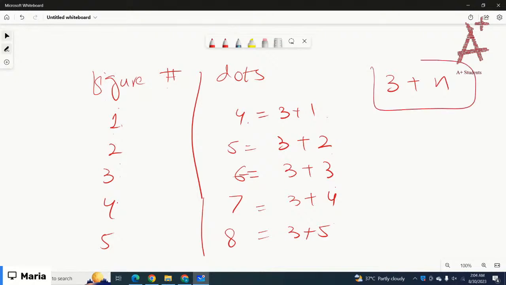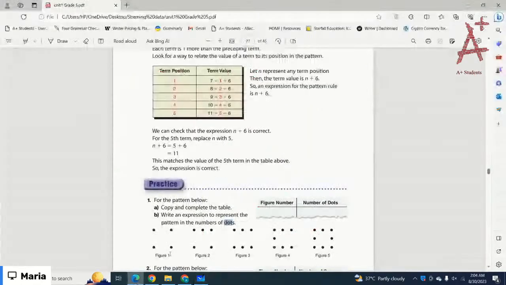You can write the dots as the mathematical expression 3 plus n. N is the figure number. For example, if you want to see figure number 8, how many dots do you have? You just do 3 plus 8. That means in figure number 8 you have 11 dots, right? Okay, let's start with the next one.